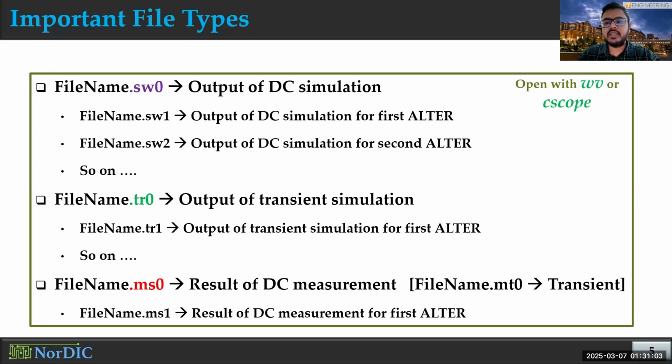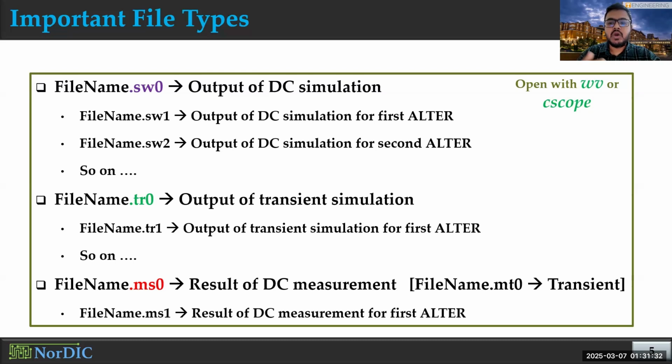Then, this is optional: if you have any measurement command in the .sp file, then after the simulation, if you do a DC measurement, the output files will have .ms0, .ms1, and so on extensions. And if you have any measurement command in the transient analysis, the output files will have .mt0, .mt1, .mt2, and so on extensions. So these are the primary output files that will be generated by HSPICE.